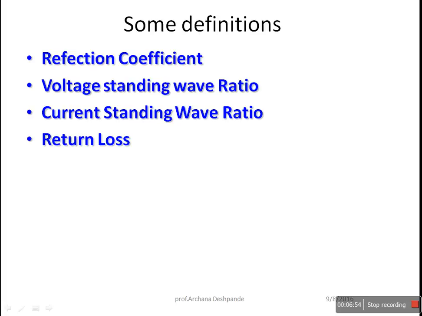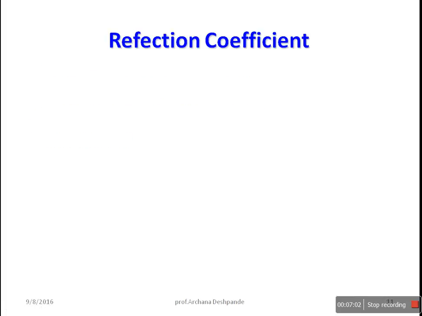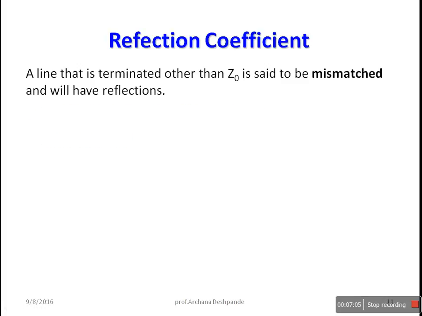Let's see some definitions: the reflection coefficient, voltage standing wave ratio, current standing wave ratio, and return loss. So what is the reflection coefficient? We know that on the transmission line, if we connect a source of impedance Zin to a load having an impedance ZL through a transmission line, then Z0 is the characteristic impedance of the transmission line. If a transmission line is terminated to a load whose value is not Z0, then there will be some reflection due to a mismatch.